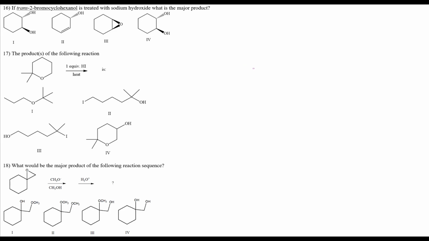Question 16. If trans-2-bromocyclohexanol is treated with sodium hydroxide, what is a major product? First, begin by drawing your trans-2-bromocyclohexanol. So, if you draw a pretty bad hexagon, I relate very deeply with you. We're going to say that our alcohol is on the first carbon because there is no number. So, we have a secondary alcohol, and then we have a trans bromine on the second carbon. Because this is a wedge, we have to have a hash bromine.